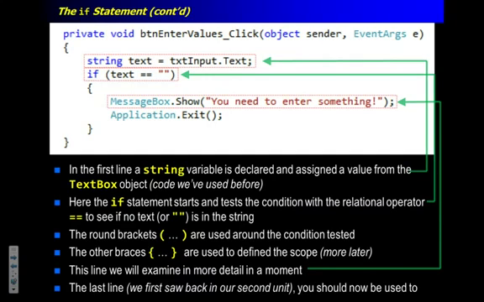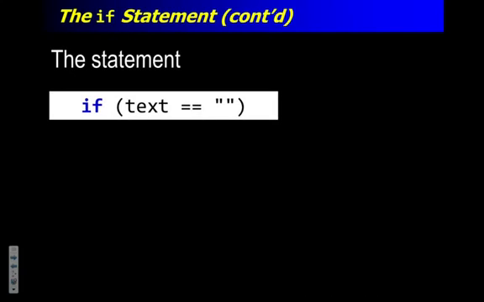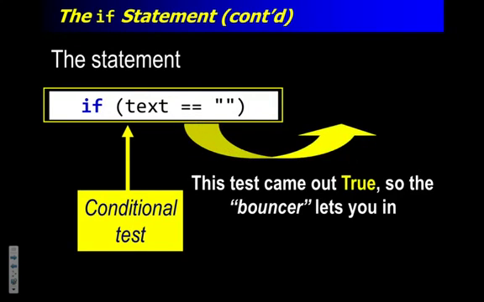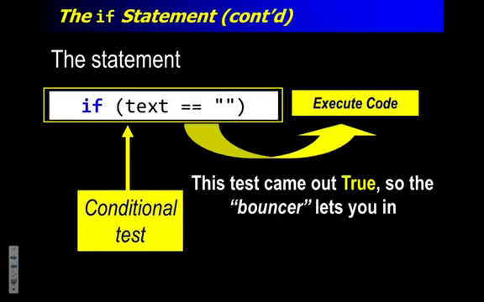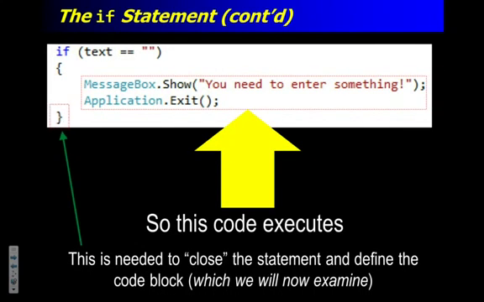The last line, this message box, we're going to go into more detail about that in a second. And then application.exit we've seen before. Okay, so that line was true. We met the condition, so the bouncer said, "Come on in." Because it was true, it executed the code. The first time we ran it, there was nothing in the text box. So those two lines executed because it was true.